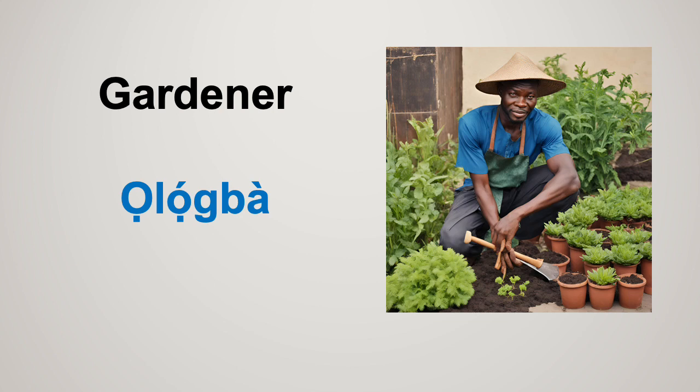So ogba is like a garden. Olo is from the word oni, the owner. So oni plus ogba contract to form ologba in Yoruba, and that means the owner of a garden, the gardener. It might not necessarily mean the owner, but the person that takes care of the garden at that point in time is the gardener and is the ologba. Re mi do, ologba.